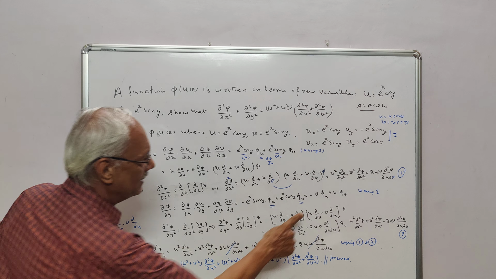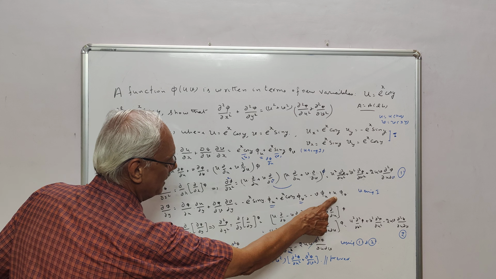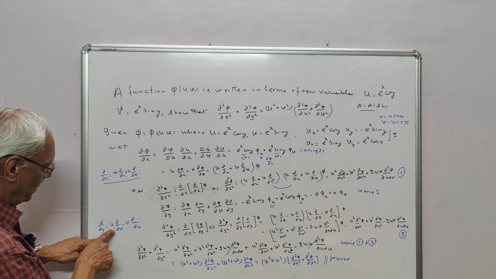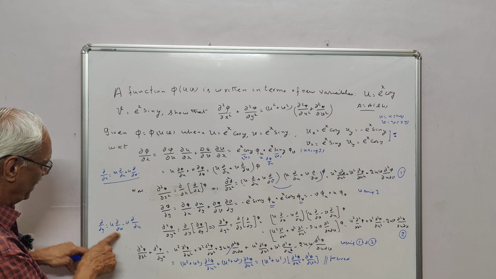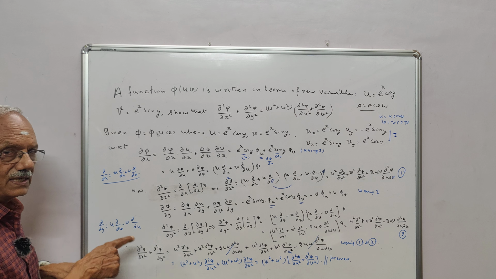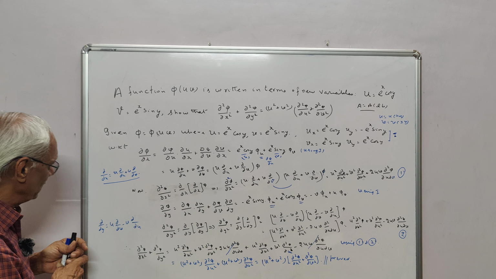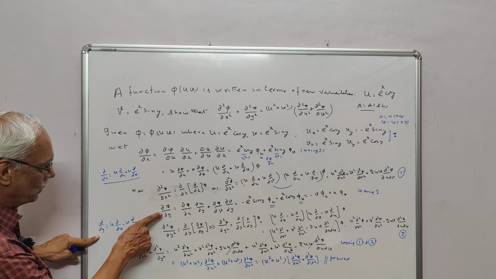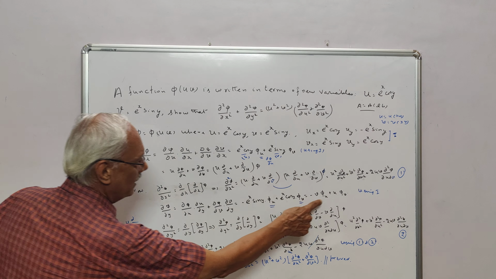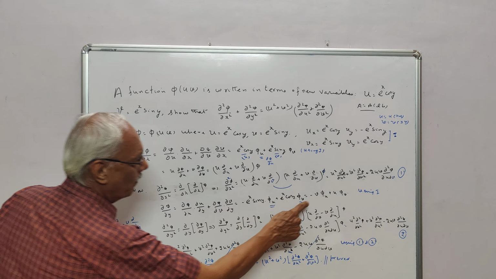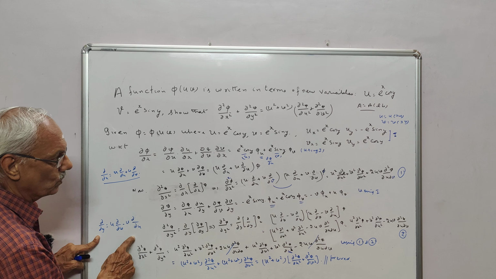See, this is what I mean. Just check this. This is nothing but u into ∂φ/∂v. Whatever be the function φ, you can put it here. So it is φ we are differentiating, that is ∂/∂y equals u into ∂/∂v minus v into ∂/∂u.